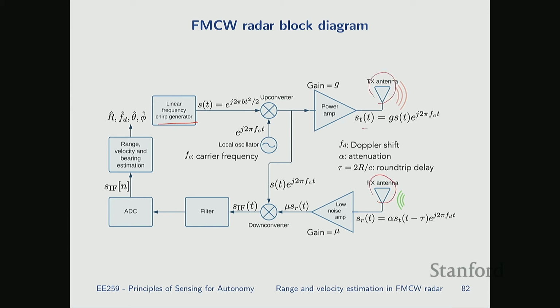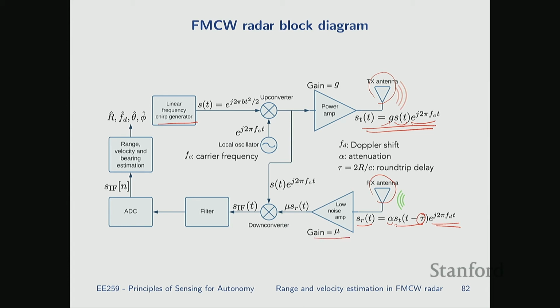So on the transmit side, this is the signal we transmit. It's the gain of the amplifier times the chirp signal times the carrier. And at the receive, we receive S_R(t), which is attenuation times the transmitted waveform delayed by the round-trip time of flight tau, times this Doppler shift term, which we'll see where it is coming from.